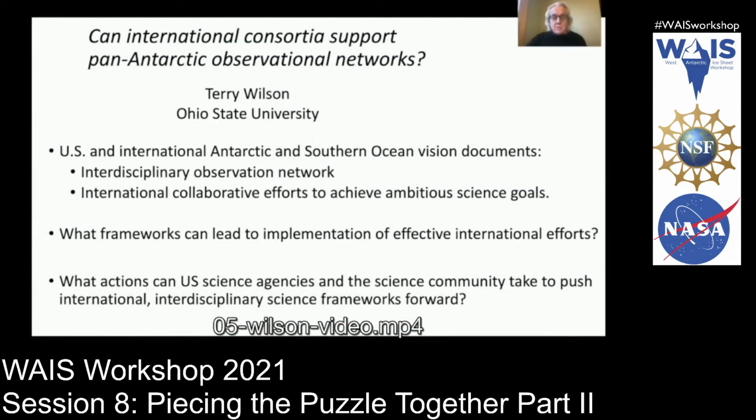Hi everyone, I'm Terry Wilson from Ohio State University. My goal today is to start a conversation about international support for observing networks in Antarctica. I'll remind you of recommendations in this regard from vision reports for future Antarctic science. I'll touch on a few frameworks that have been successful in the past in supporting international collaborations. And at the end, I'll encourage both agencies and the science community to consider some actions that might facilitate future interdisciplinary and internationally coordinated Antarctic science, whether it relates to networks or not.